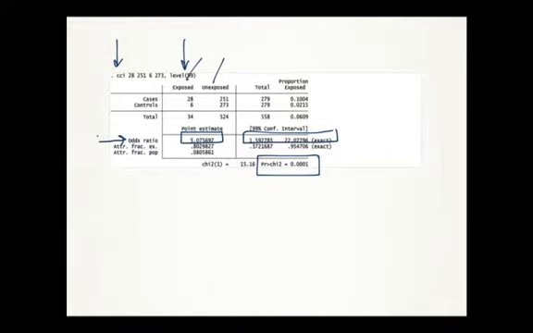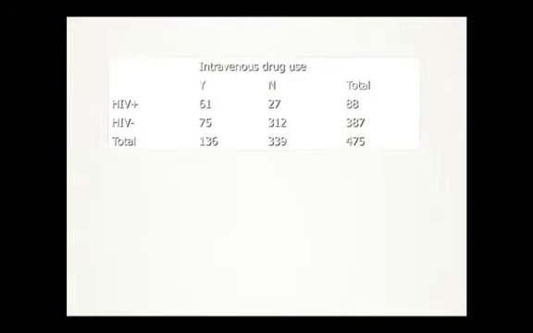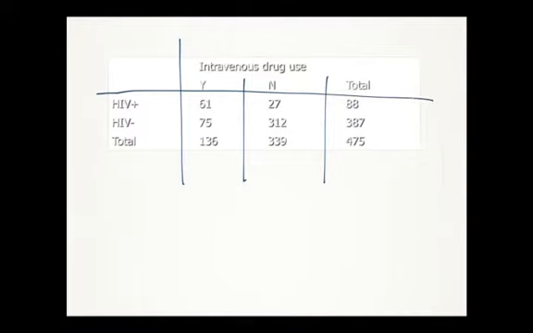Okay, so let's do another quick example, this time with an example from HIV. So if we're looking at HIV positive versus negative among people who use intravenous drugs versus those who do not, what does this relationship look like? Okay, so here are the numbers. These are the HIV positive folks over here, if I can highlight them here, and then the HIV negatives are here, and then intravenous drug use, yes and no.